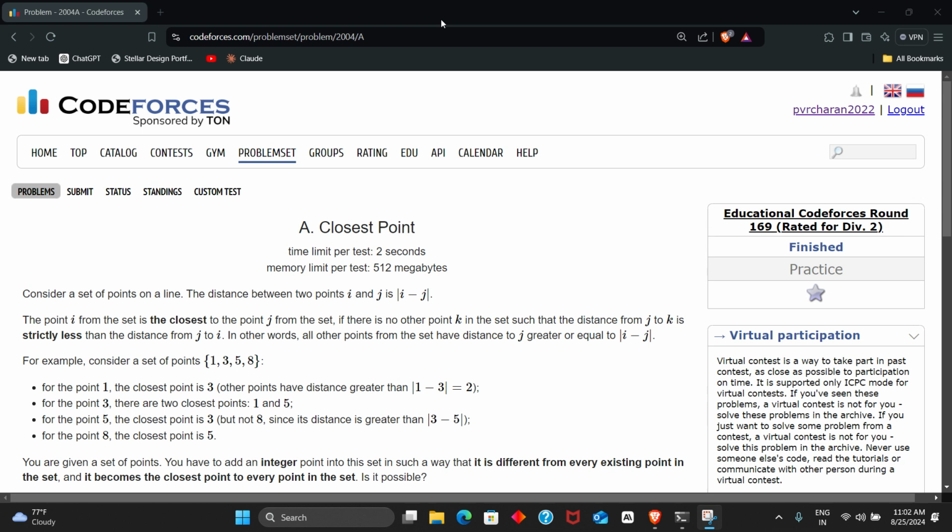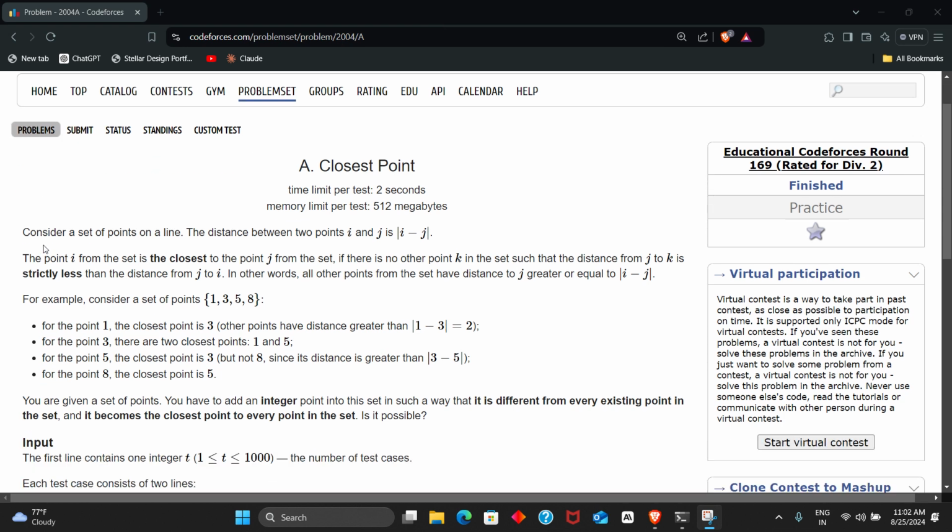So let's see the problem statement. It is the closest point. Basically, they're giving us a set of points on a line, and let's say a point will be named as I, and another point is named as J. To say a point I is the closest to the point J, we need to confirm that the absolute difference, which is basically the modulus of the difference, should be the least.